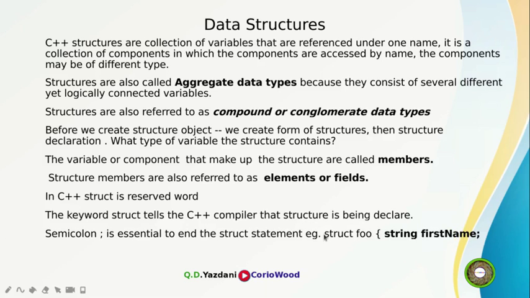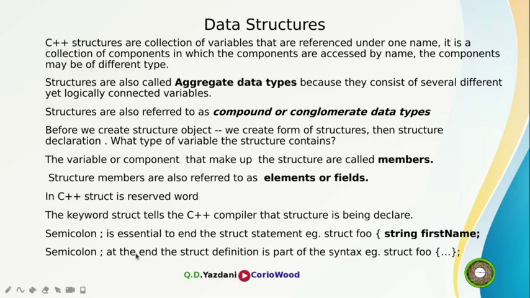A semicolon is essential to end the struct statement. So this is your struct and this is the name foo. You open curly braces, you put a string, then you put your first variable here, and then you put your semicolon here. This is called a structure member. So this string first name is your struct member, and you put a semicolon at the end. There is another semicolon at the end of the struct definition, which is part of the syntax.